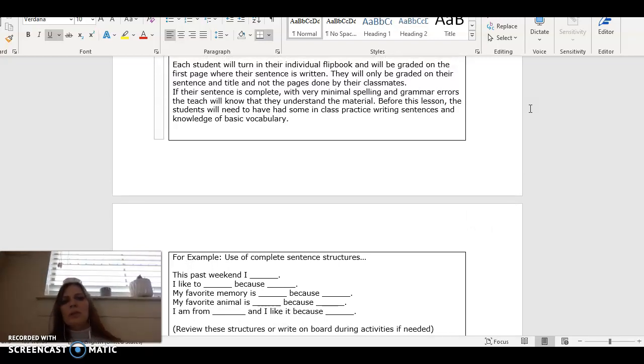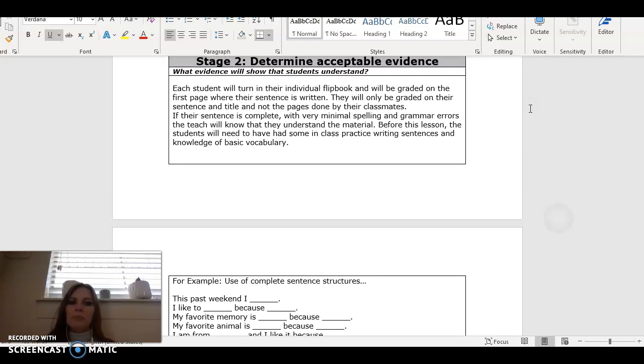Basically, I'll be able to accept this evidence that they truly are learning, because each student will turn in their flip book, and they'll be graded on their title and their first page of that book. Just the pages that they did, not their classmates'. But for each individual student, I can read over the sentence that they wrote, make sure it's a complete sentence, check grammar, and then gauge the things that a lot of the students are struggling with in the classroom, so we can go over that.